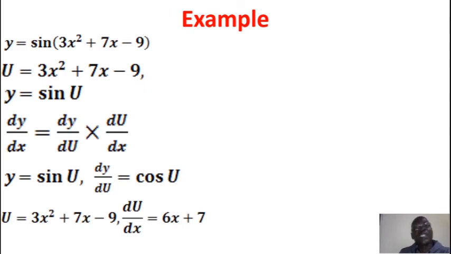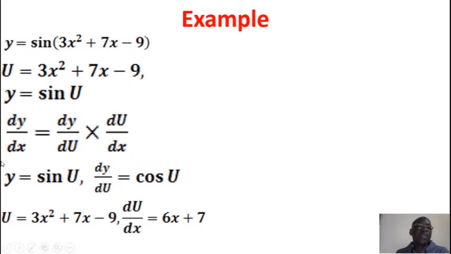So we go ahead. Example. Here we are given that y is equal to sine of 3x squared plus 7x minus 9. Already we know that when y is equal to sine x, dy/dx is actually cos x. But here we have a complete function, which we can replace by u, saying that u is equal to 3x squared plus 7x minus 9, so that the journey can be easy. We can therefore simply write that y is equal to sine u, so that the job will not look bulky.